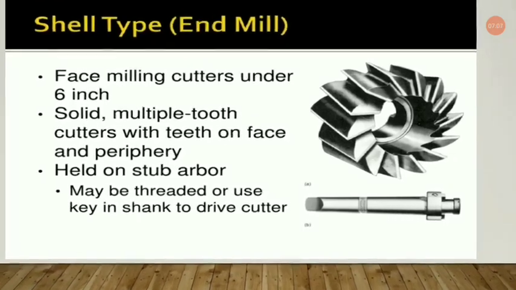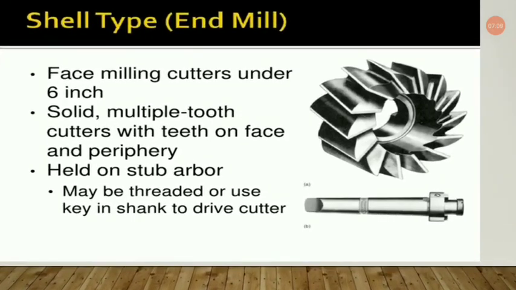Now let us discuss in brief the different types of milling cutters. Now, the shell type, also known as the end mill cutter. Face milling cutters under 6 inch. These are solid multiple tooth cutters with teeth on face and periphery. These are the characteristics of a shell type, that is the end mill type of cutter. It is generally held on a stub arbor.